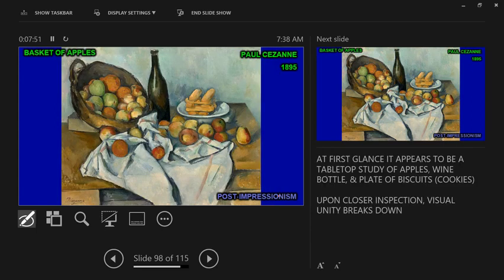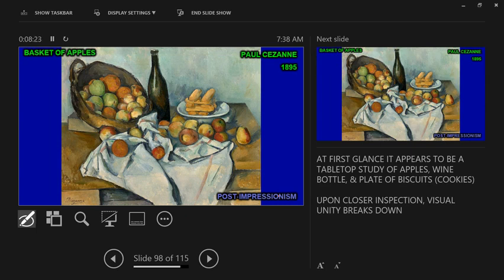All right, so what we're looking at is a table that has stuff on it. Basically, it's a still life. So we have a wine bottle, we have a basket of apples, we have some sort of a tablecloth or towel or fabric of some sort that has a pinkish stripe on it, and then there's a plate that has biscuits on it, and biscuits is the British word for cookies. And that's what we're looking at.